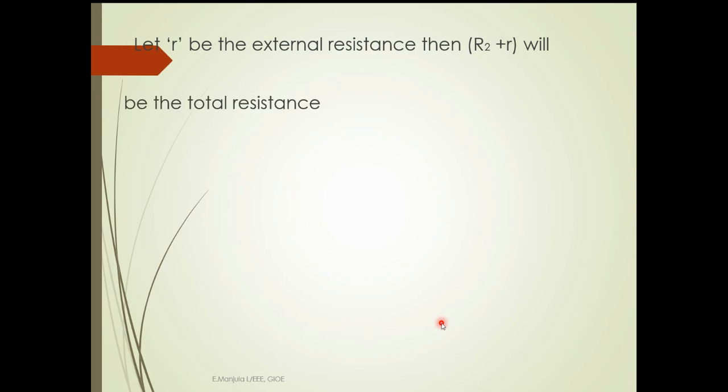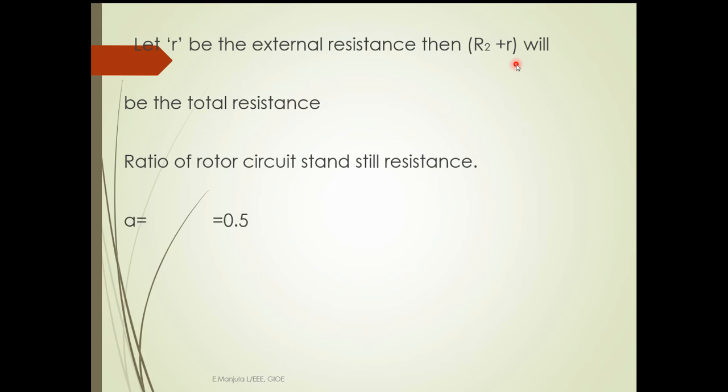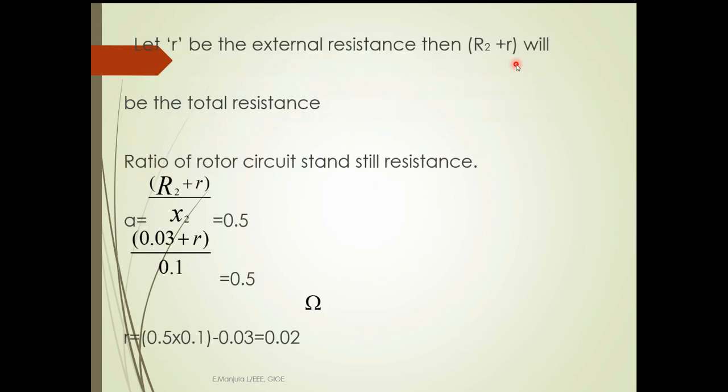So we got the value of a. Now we have to find the external resistance. Let R be the external resistance, then the total resistance will become R2 plus R. The ratio of the rotor circuit resistance to the standstill reactance, that is a, is equal to R2 plus R divided by X2, which is equal to 0.03 plus R divided by 0.1, which is equal to 0.5. So we know that a is equal to the resistance divided by the reactance here.